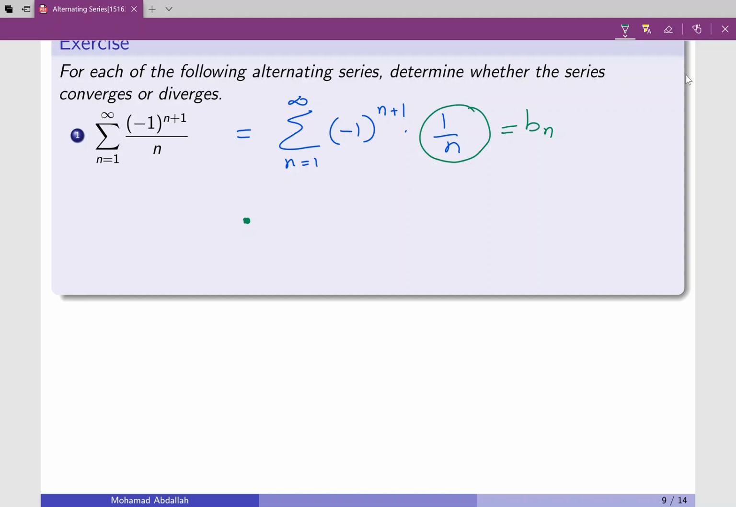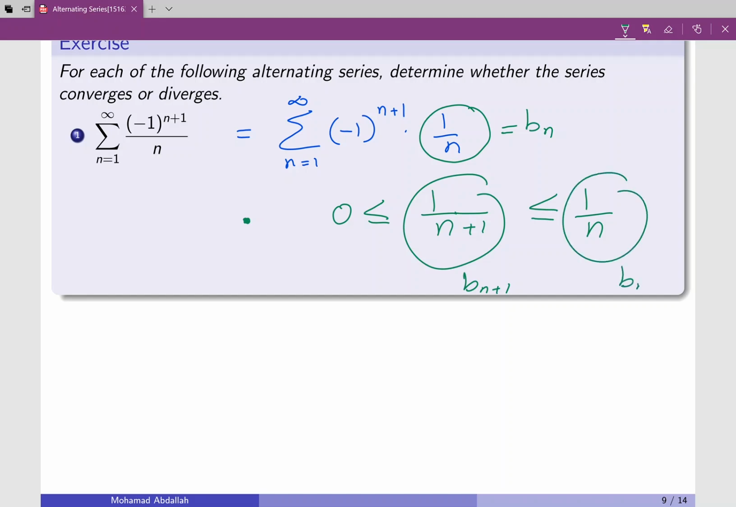It's easy to see that 0 is less than or equal to 1 over n plus 1, which is less than or equal to 1 over n. Why? This is Bn plus 1, by the way. Well, all the terms here are positive because n is always positive, so 1 over n is always positive. Now, Bn plus 1 is less than or equal to Bn. This is simple because they have the same numerator, but the denominator here is bigger, so the fraction is smaller. And this is true for every n. So we can see that the first condition is satisfied, which is Bn is decreasing.